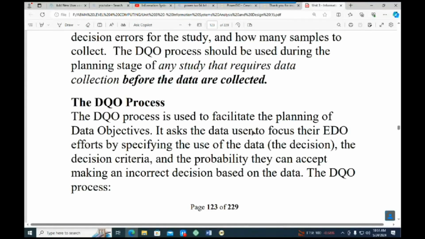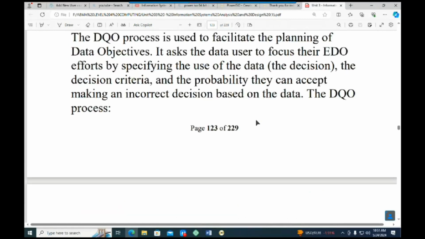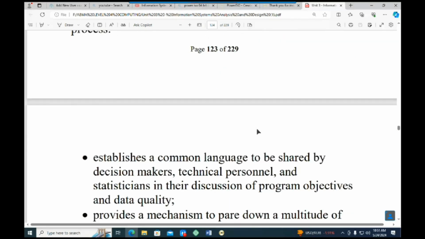So the data quality objective process is normally used during the planning stage. So any research or any study that requires data collection, it is during the planning stage that this is done. So I want us to go straight to the DQO process.